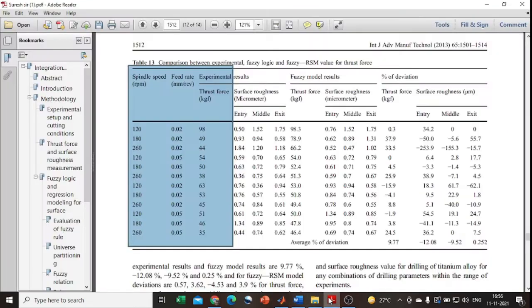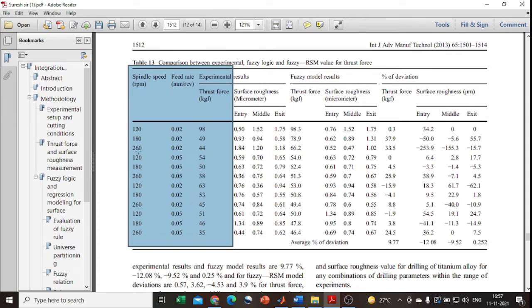According to this journal, the first input parameter is spindle speed. The second one is feed rate. So first we assign variables: n for spindle speed and f for feed rate. Before going into the plot, we should be aware of what intervals are available. Here you see the minimum spindle speed is 120 rpm and the maximum spindle speed is 260.